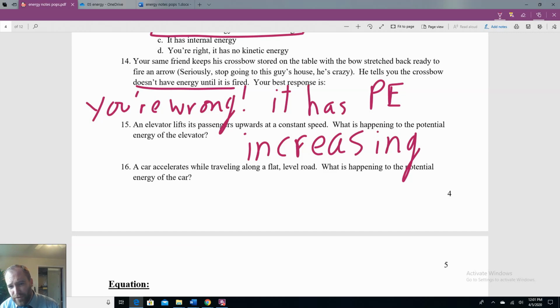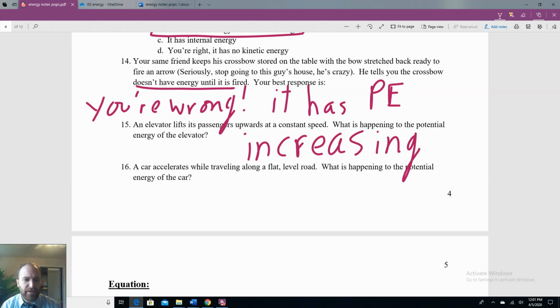So remember, this potential energy is related to the height of the object, and really nothing else. It does depend on the mass of the object, but the mass won't be changing. So again, we're really going to look at the height for this. So a car accelerates on a flat road. Is your height changing? I would say no.